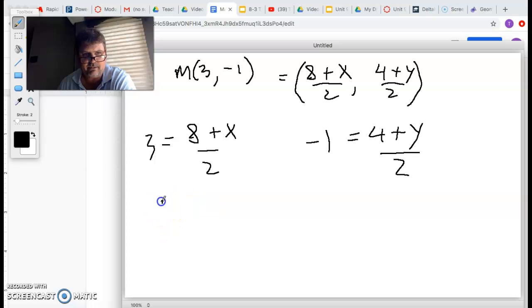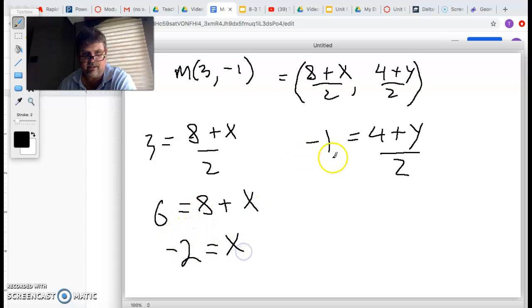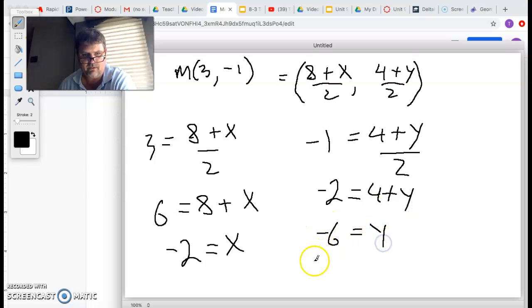Cross multiply here, we get 6 equals 8 plus x. Subtract 8 from both sides, so we get negative 2 is x. Okay, so here cross multiply again. Get negative 2 is 4 plus y. So we get negative 6 is y. All right, so we found the other endpoint was negative 2, negative 6.